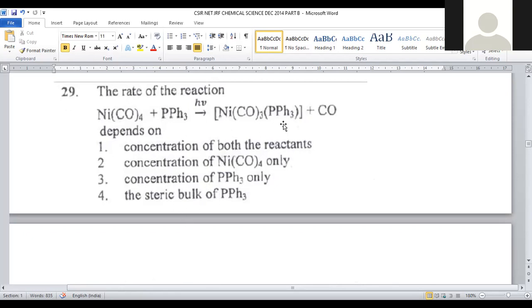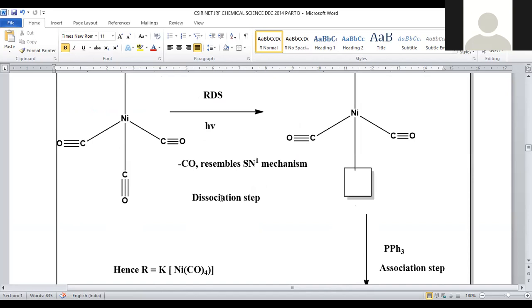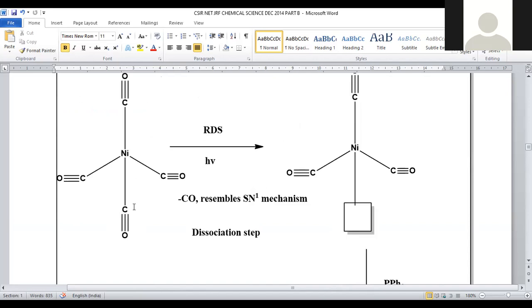Now let us see the detailed mechanism for this one so that you can assume where the rate determining step is. Wherever the rate determining step is, that will become the rate of the reaction. Let us predict the rate determining step in this molecule. Nickel tetracarbonyl, being tetrahedral in nature and associated with sp3 hybridization, has all the carbonyl groups in the regular tetrahedral corners. When irradiated with light, being the rate determining slow step, it will participate in dissociation so that it exactly resembles an SN1 kind of mechanism.